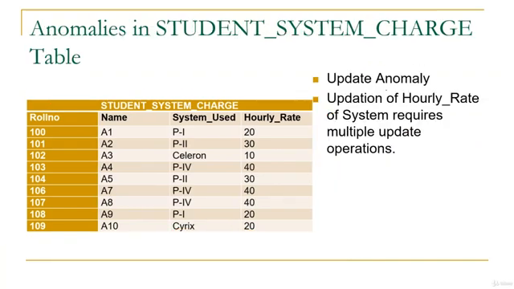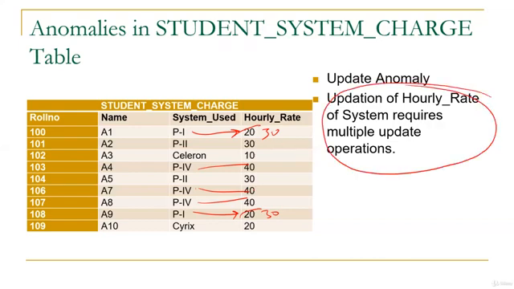In case of update, let's suppose you want to change the rate of P1 from 20 to 30. You have to make this update operation 2 times, which is equal to the number of students using this P1 system. Same way, in order to change the rate of P4 from 40 to 50, you have to make this change 3 times. So the update problem means that updating the hourly rate for a system requires multiple update operations, equal to the number of students using that type of system.